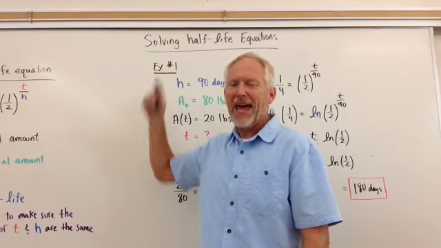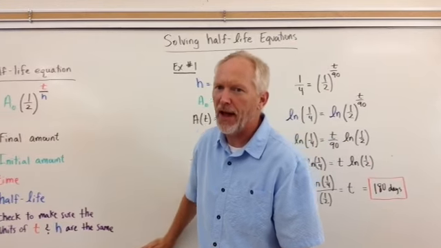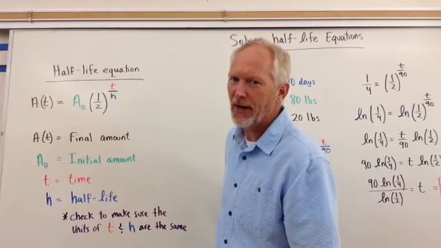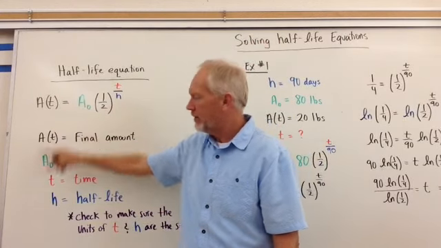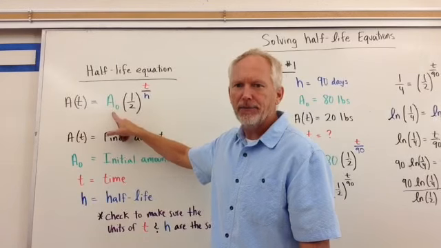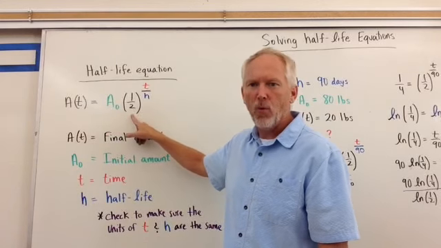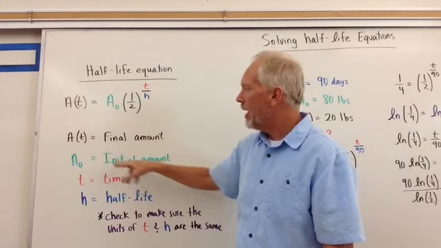We are doing solving half-life equations. Alright, so check it out. Let's look at what the half-life equation is. Alright, so we have half-life: A of t is equal to A naught times 1/2 to the t over h. So what do all these mean?